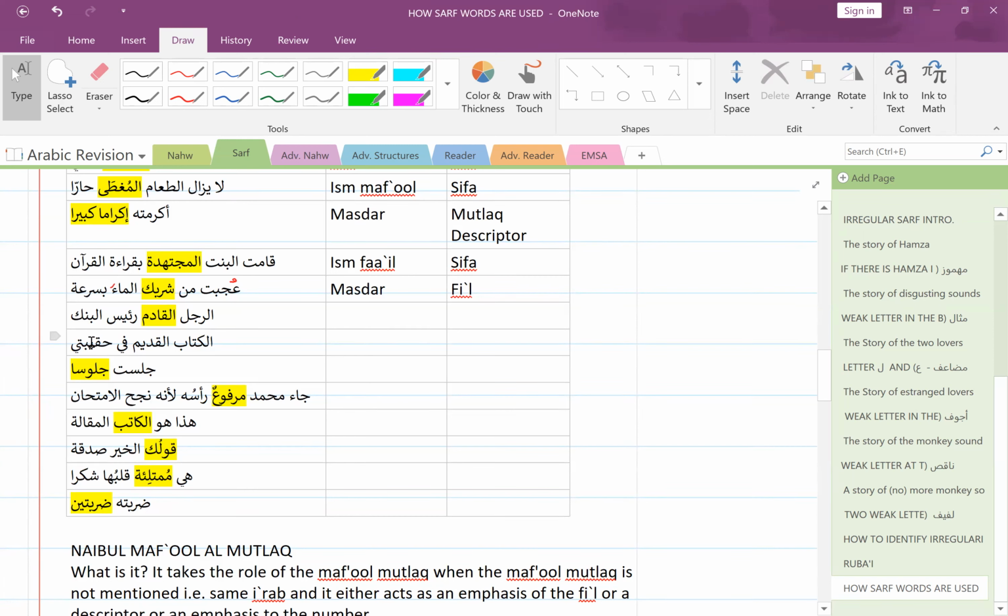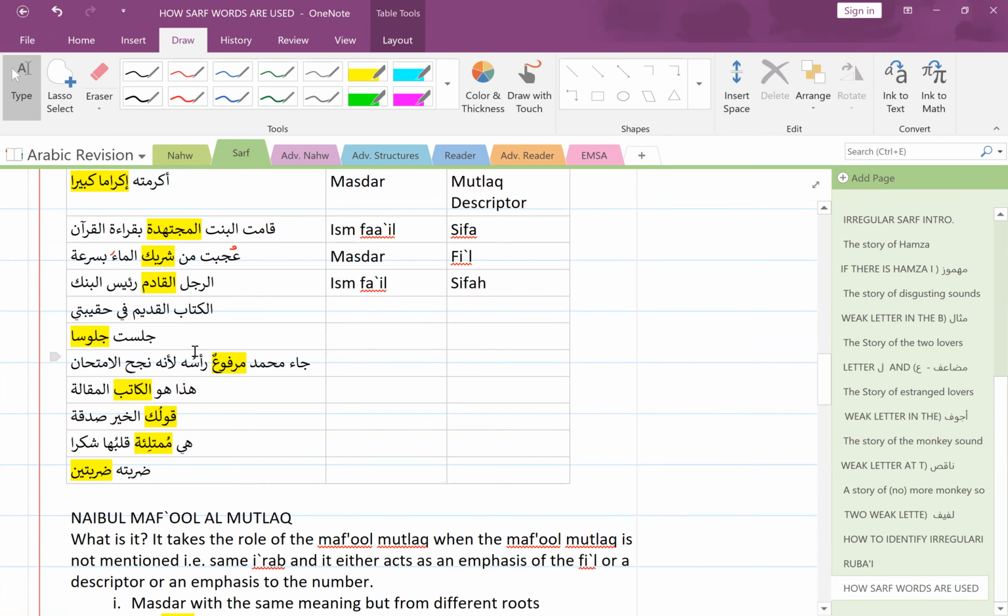الرجل القادم رئيس البنك. What kind of a word is القادم? اسم فاعل. Yes, اسم فاعل because it matches فاعل, قادم, right? And what is it doing here? It's a sifa of الرجل. So الرجل القادم, the man who is coming, it's describing the man who is coming, رئيس البنك, is the head of the bank, or the president of the bank, or the CEO of the bank.